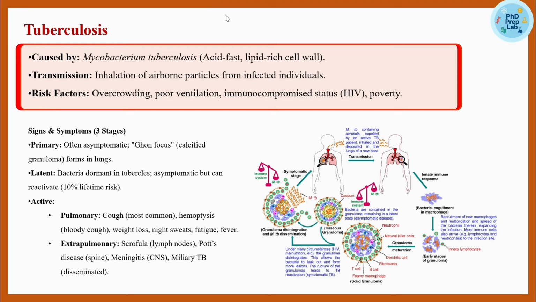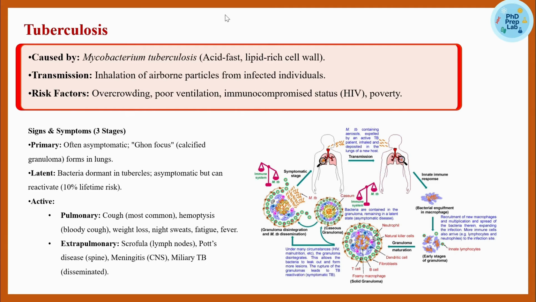So after the bacteria reaches the alveoli, it generates an immune response. Firstly, the innate immune response, wherein it calls out the macrophages. So there is recruitment of new macrophages and multiplication and spread of the bacteria therein, which expands the infection. And more immune cells arrive later, which include the lymphocytes and the neutrophils, to the infection site.